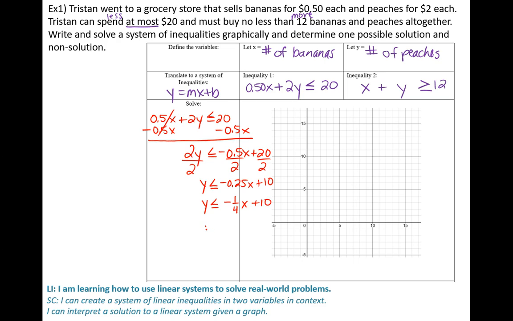I have my slope here, negative 1/4. And that, remember, tells me my rise over run. Sorry, let me scooch over here just a little bit. Okay, so I have negative 1/4. That tells me rise and run. And remember, I'm going to put the negative with the top number, so I'm actually going to be falling. And then the other number I need here is my b value, which is that y-intercept at 10. So I'm going to begin at 10.